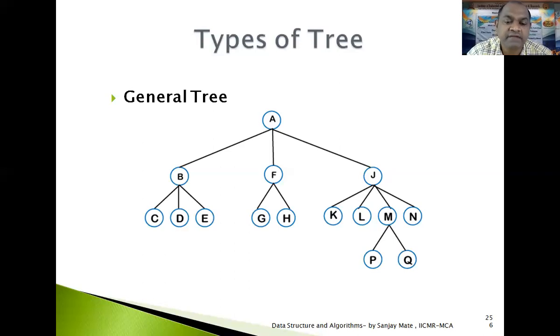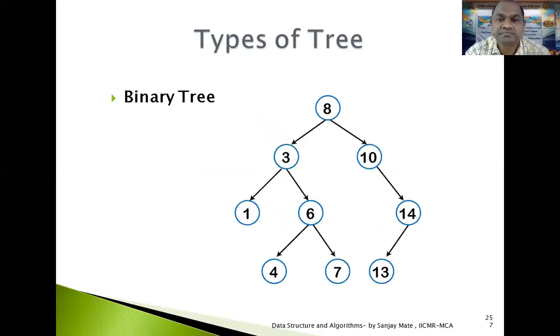So, under B, we have C, three children. Under F, again, we have two children. Under J, we have four children. And under M, we again have two children. So, this is the general tree. There are no restrictions, only the hierarchy of the children.